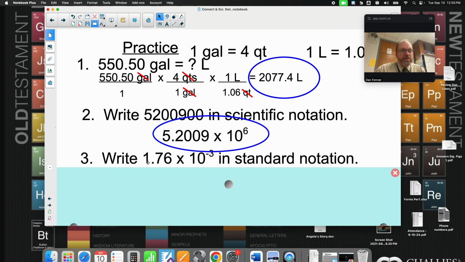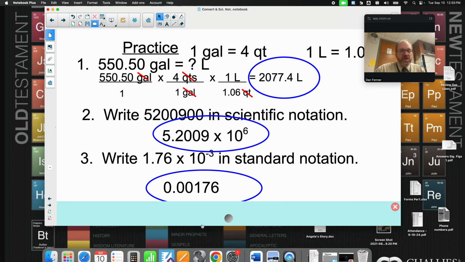And for the last one then, it's negative, so it's going to be a decimal. Put down your base number, 1.76. Because it's a decimal, we're going to the left. We're moving left 3 places: 0.00176. All right, we will practice these tomorrow and probably the next day to make sure we're good to go.